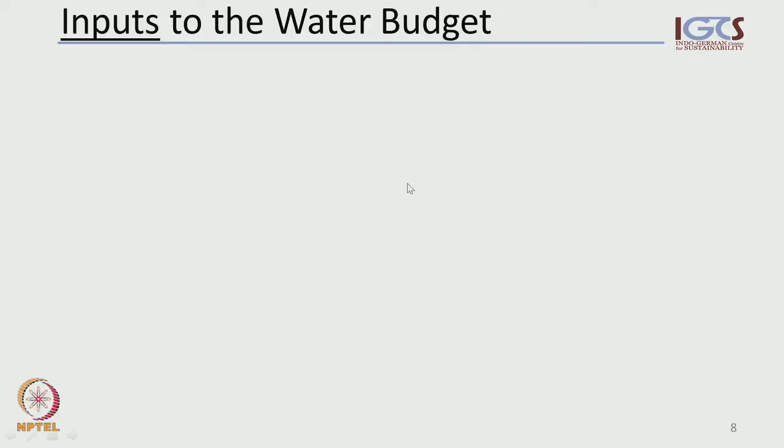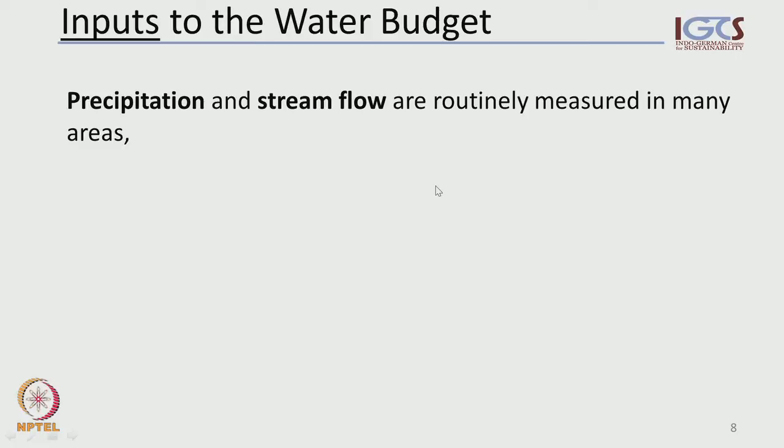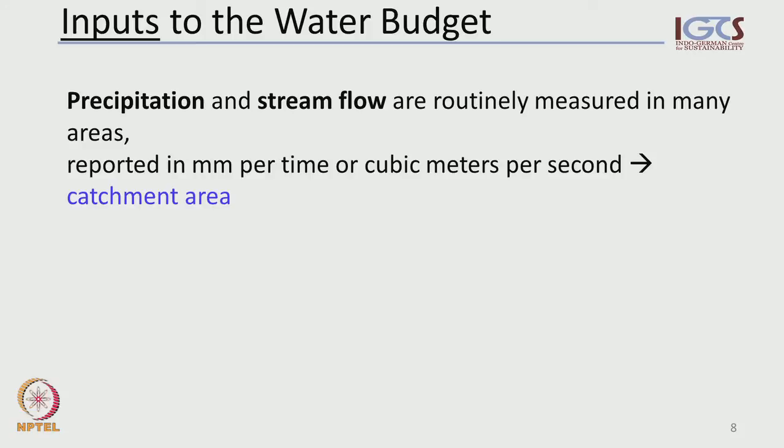Now, let's talk about the inputs to the water budget. I'm not going to discuss the details of how to measure each of those. You should read about this, you should have that information as a working knowledge, but we are not talking about this in our class. Just an overview: precipitation and stream flow are routine measurements, as you may be aware. In many areas, it's reported in either millimeter per time or cubic meters per second for a particular catchment area. So we need to know what our catchment area is.